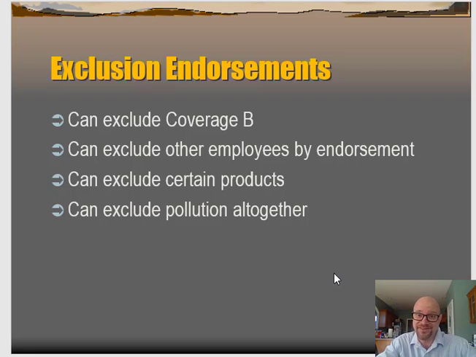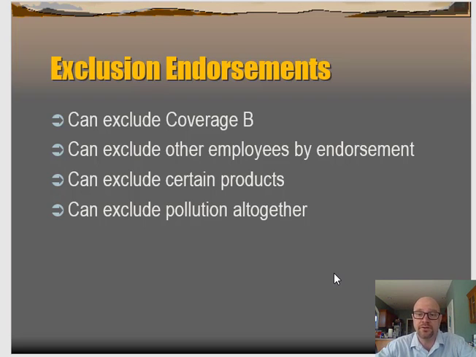There's all kinds of endorsements, hundreds of endorsements that you can use to alter the coverage here. Some of the more common ones, you could exclude coverage B. You could say, look, our business doesn't rely on advertising. There's not going to be any personal injury or advertising injury. We don't need that coverage. Okay, endorse it out, exclude it, and then you'll end up with a lower premium.